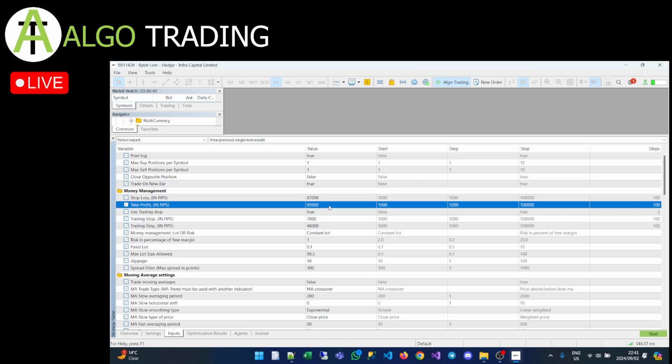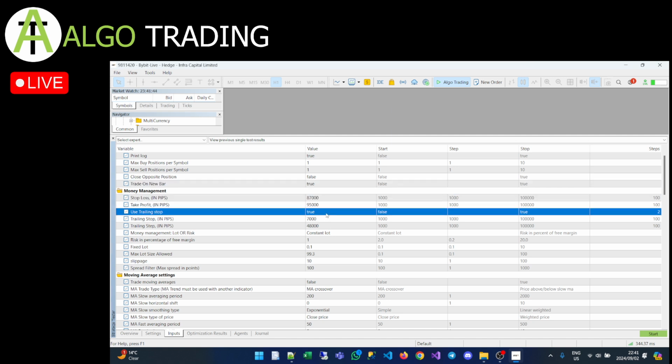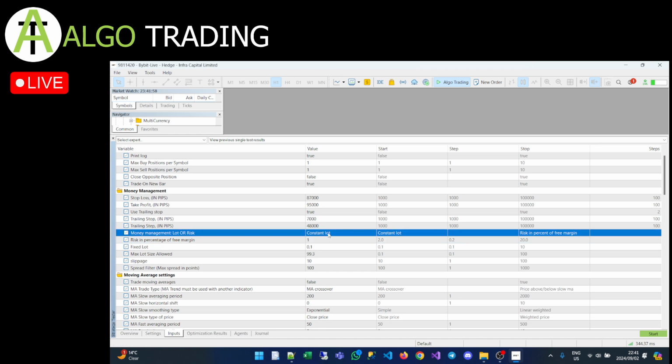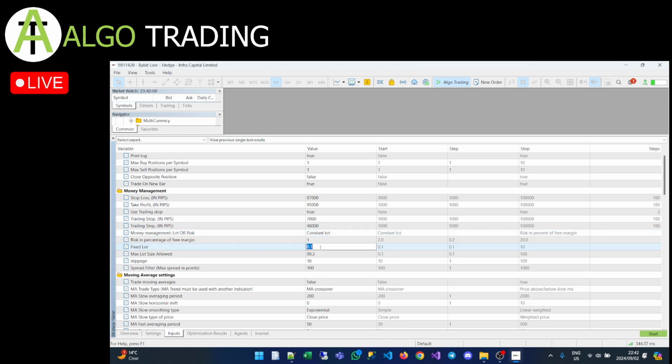This is just your stop loss, your take profit, whether you want to use your trailing stop or not, whether you want to trade either a constant lot or risk a percentage of your free margin. You could choose that. So if you want to risk 1% of your capital per trade, you'll use risk and 1%. Else, if you want to use a fixed lot, you put in the fixed lot.